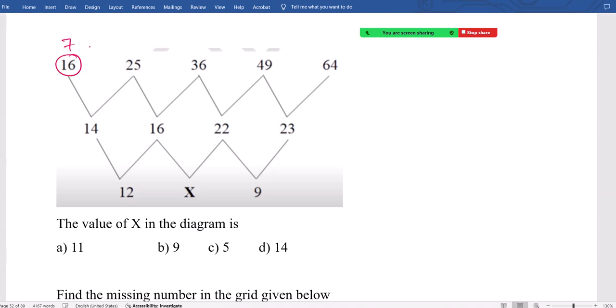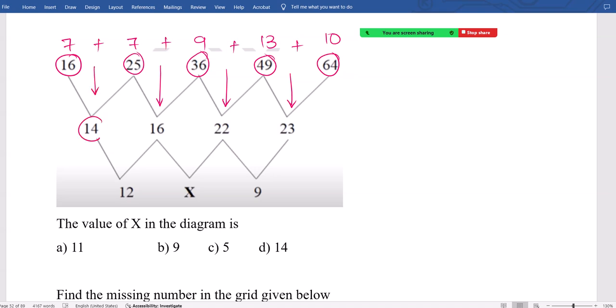1 plus 6 is 7. This is 7, 9. Sum of digits 13. Here it is 10. 13 plus 10 is 23. 9 plus 13 is 22. 7 plus 9 is 16. 7 plus 7 is 14. Now again this is 5. This is 7. 5 plus 7 is 12. 7 plus 4 is 11. Yeah, this is 2 plus 3, 5. 4 plus 5 is 9. So answer is 11.